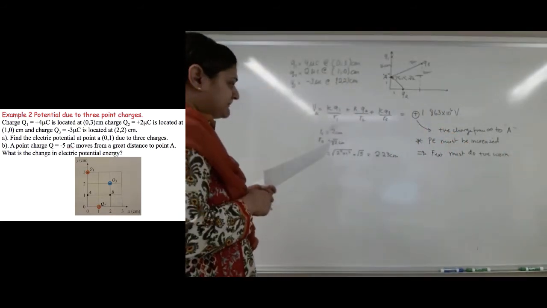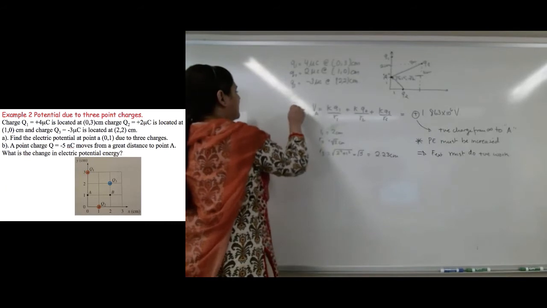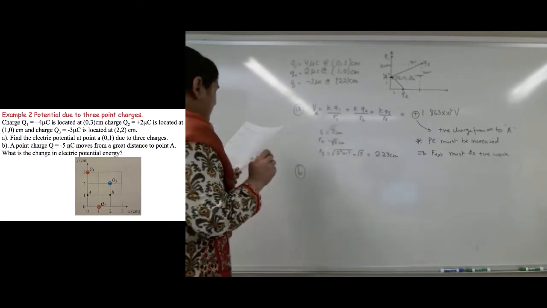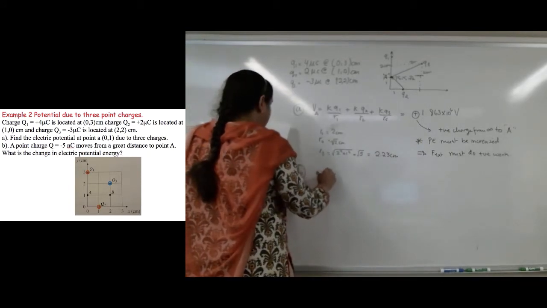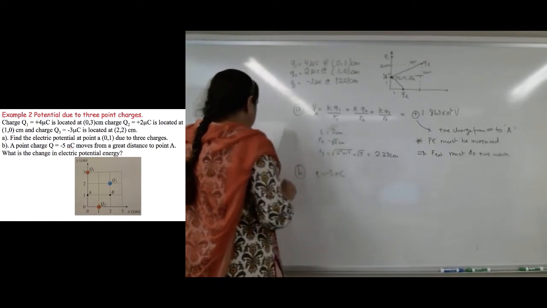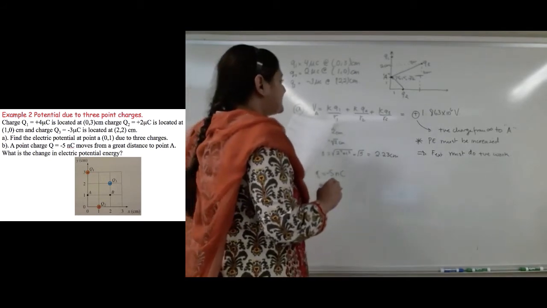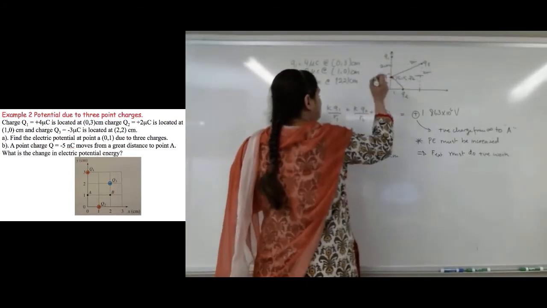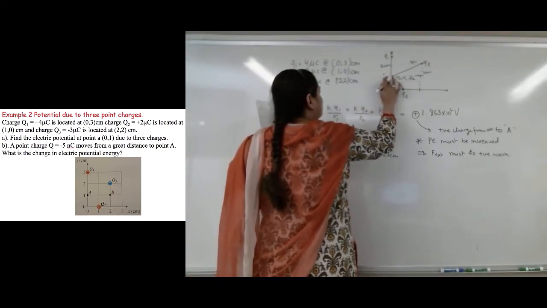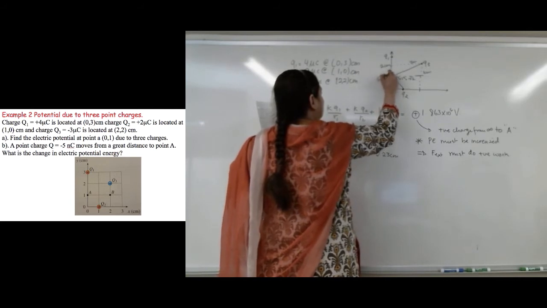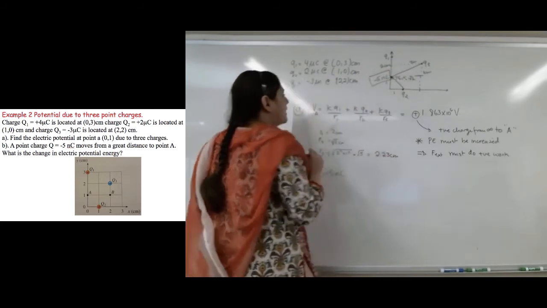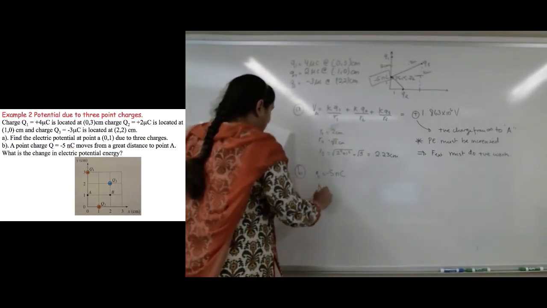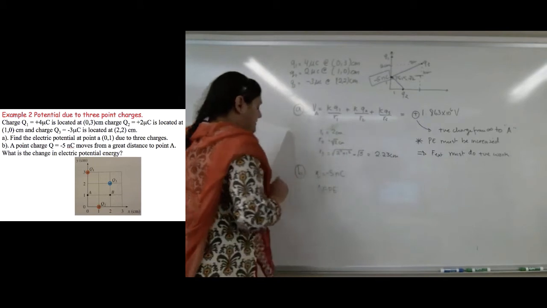Okay? Now, for part B. So this was part A. Now for part B. It says a charge of minus 5 nanocoulombs moves from infinity to point A. So now instead of A being empty, it now has 5 nanocoulombs of minus charge on it. Okay? What would be the change in electrical potential energy for the system?